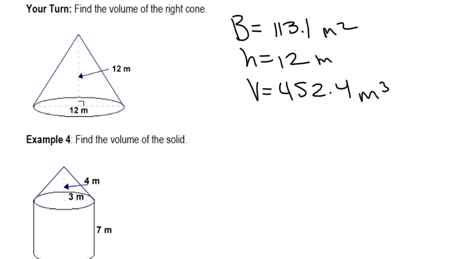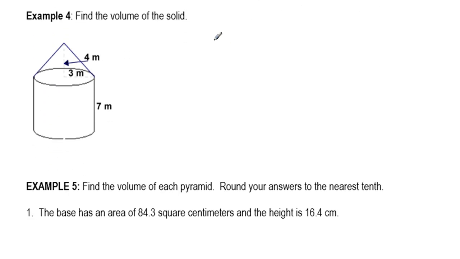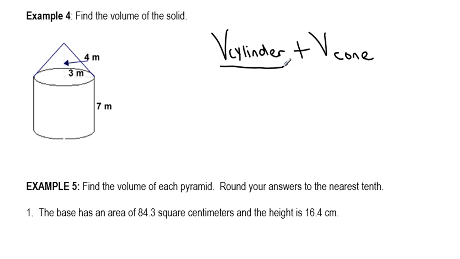For example 4, we're going to find the volume of the entire solid. So we have to find the volume of the cylinder, which is on the bottom, and then add that to the volume of a cone, which we just learned about. The volume of a cylinder was what we learned last class, so you may need to refresh your memory and look at the notes, or look at your formula sheets, which should have the formula on it for you. Alright, so pause the video to see if you get what I get.